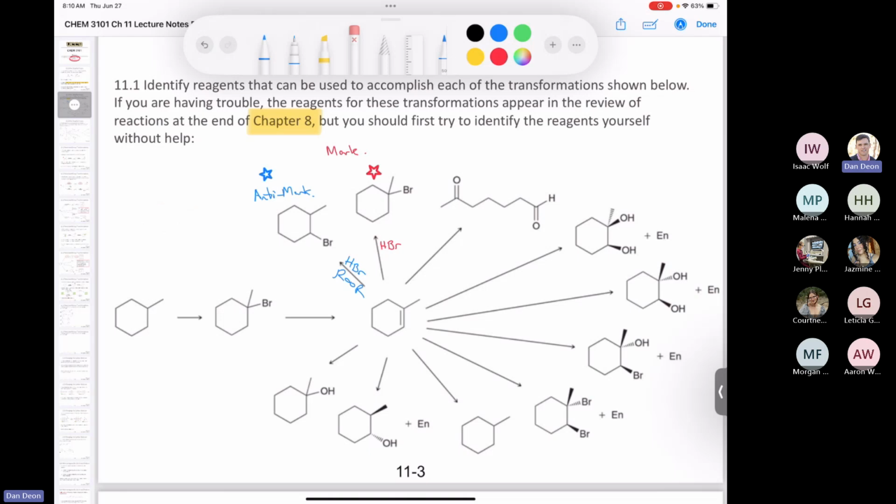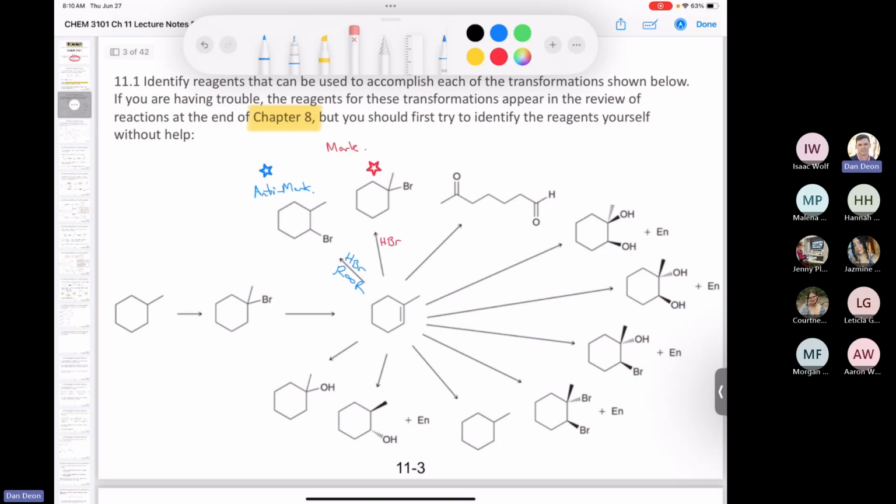Okay, let's see here. What if we did this here? Now, this reaction was not covered in chapter 8, but what if we wanted to take methyl cyclohexane and convert it into 1-bromo-1-methyl cyclohexane? Could anybody tell me the reaction conditions for this reaction? I want to take an alkane and convert it into an alkyl halide, an alkyl bromide specifically in this case.